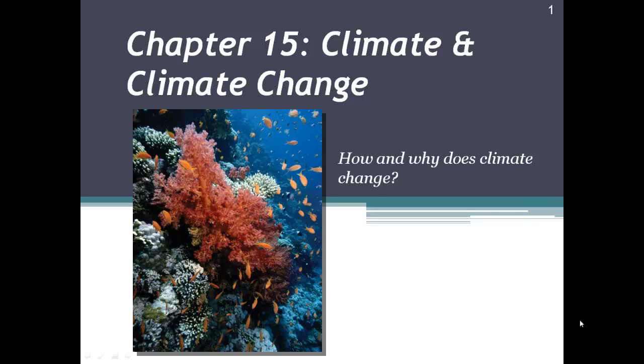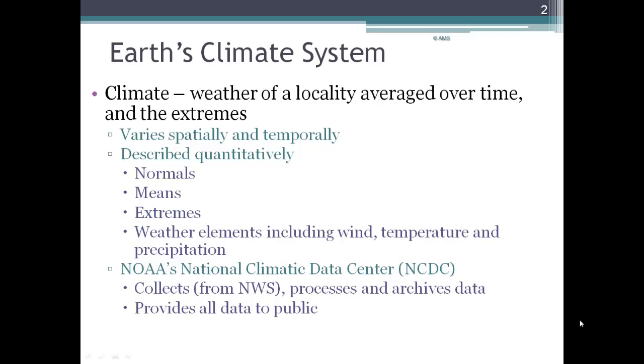Okay, it's time for the last chapter, 15, about climate and climate change, and our driving question, how and why does climate change? So we've talked a little bit about climate over this summer session, over the semester. Climate is the weather of a locality that's been averaged over time and through the extremes. Climate varies spatially and temporally, and it's described quantitatively, numerically, through things like normals, means, extremes, and so on.